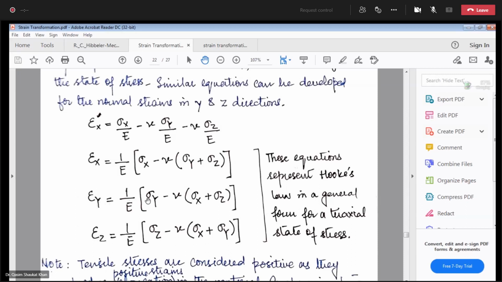What will epsilon y be? 1 over E times sigma y, the normal stress in that direction, minus mu times sigma x plus sigma z. Epsilon z is equal to 1 over E times sigma z minus mu times sigma x plus sigma y. Now you can see, you are calculating the strain from the stresses without measuring it. You just measured the stress and calculated the strain. These equations represent Hooke's law in a general form for a triaxial state of stress. How many of you agree with this? Yes, sir, agreed.